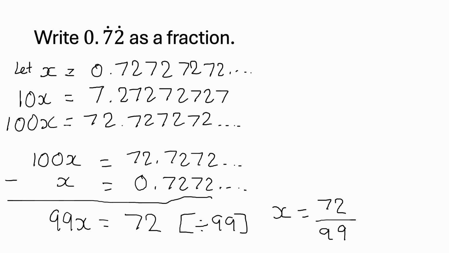But if the question said that we must simplify to its fullest, then we can see both of these numbers are divisible by 9. So if we divide 72 by 9, we get 8. And if we divide 99 by 9, we get 11.